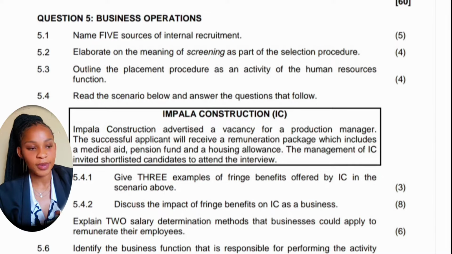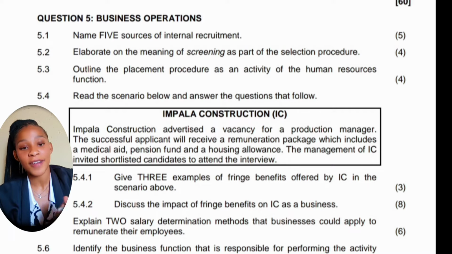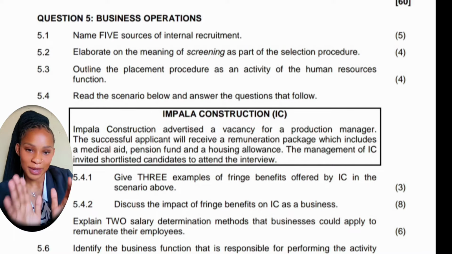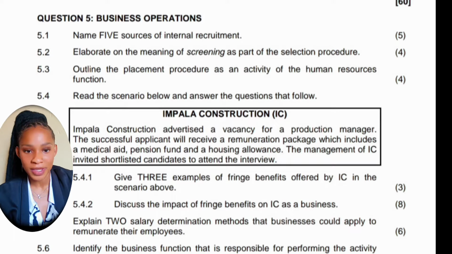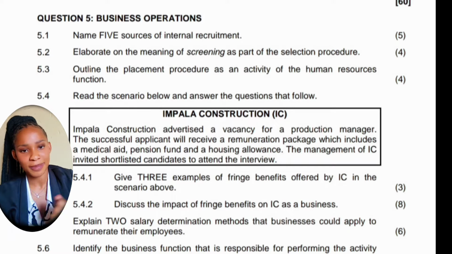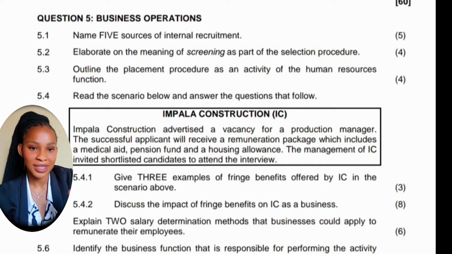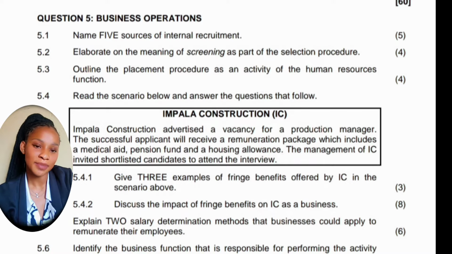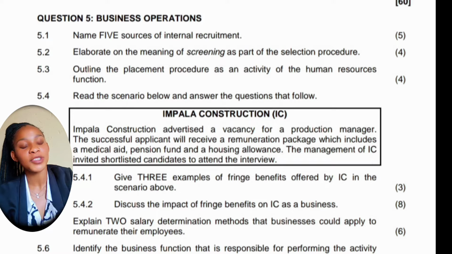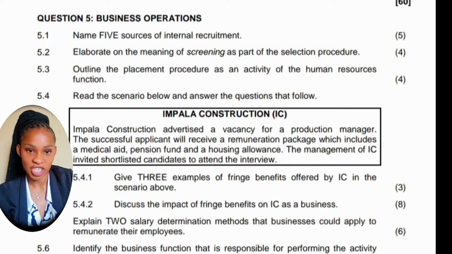Our third question is 5.3. Outline the placement procedure as an activity of the human resources function. When we talk about the placement procedure, we're talking about the process in which the new employee is placed in his or her new job. For this, it is important that the business places the right person in the right job before they move to induction, also called orientation.